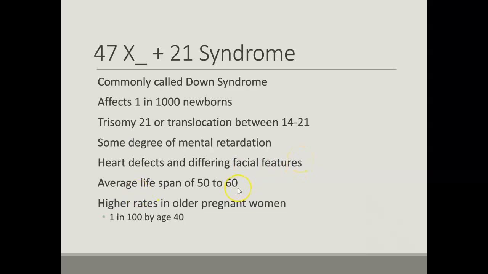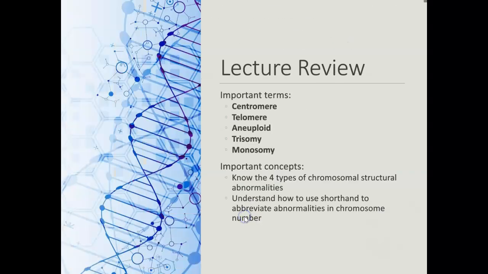Folks who live with Down syndrome tend to have shorter lifespans. Typically it happens because of the heart defects that they have, and that's why they don't necessarily live as long. And there's a higher rate in older pregnant women. What happens is we have a higher rate of non-disjunction occurring. And so that's why the chance goes from about 1 in 1,000 before the age of 40 to about 1 in 100 after the age of 40.